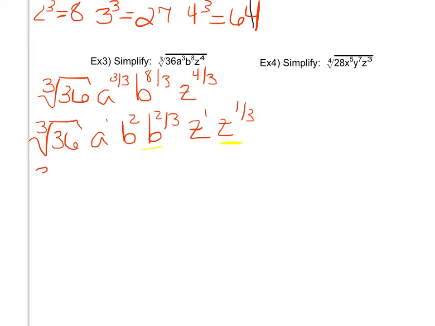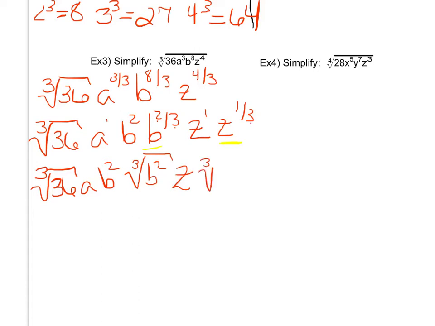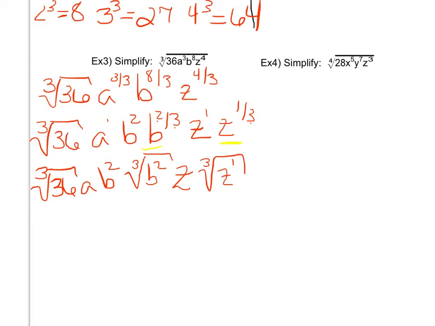Doing that, cube root of 36 still. a to the 1 is just a, b squared is b squared. b to the 2 over 3, well, the denominator of 3 tells me to do a cube root. The exponent, or the numerator, stays as an exponent. z to the 1 is just z. The denominator tells me to use a cube root. The exponent, or the numerator, stays as the exponent.